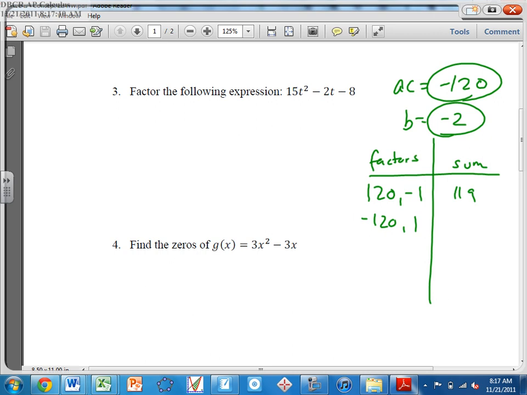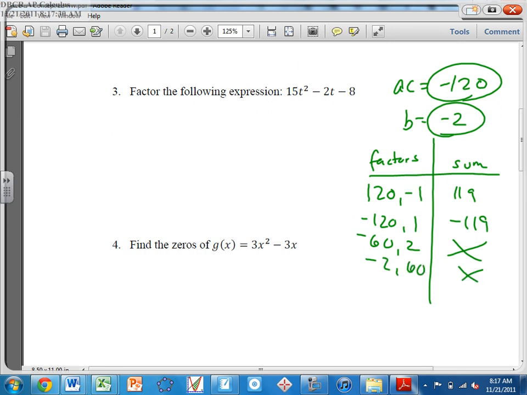This one adds up to negative 119. So I can try 60 and 2 next. But is 60 and 2 going to work? No. Because 60 and 2 is going to give me like a 58, right? And I know 58 is not going to work. So if I try negative 60 and 2 or negative 2 and 60, they both don't work, I know already.